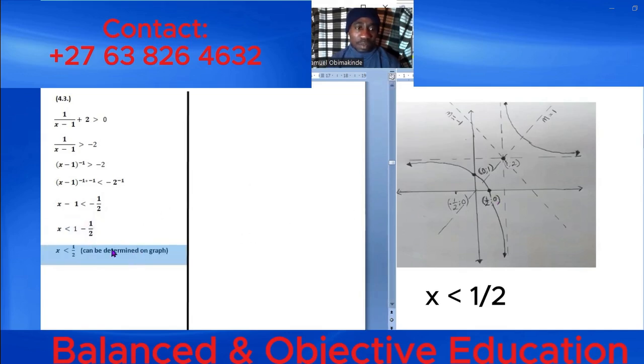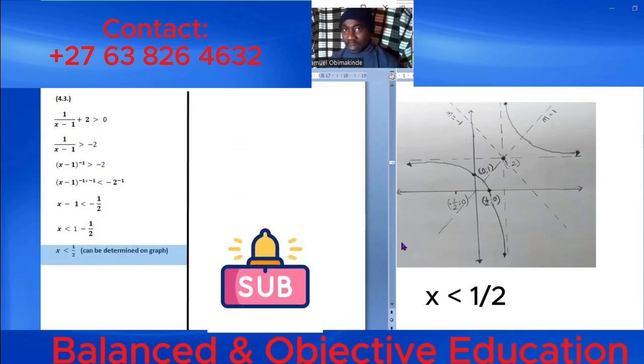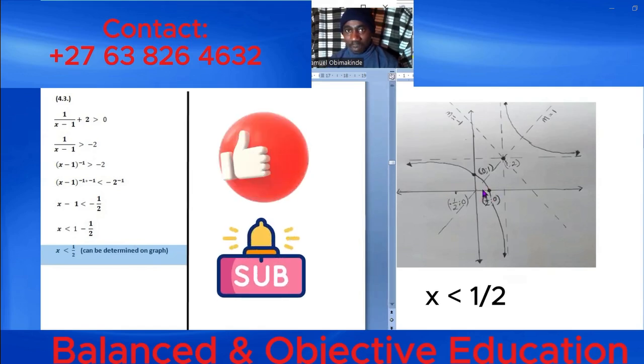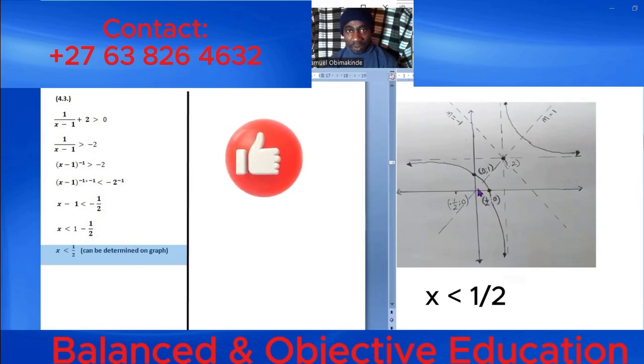But you don't need to stress yourself going through this. You can just do this if you are preparing. The smartest and the fastest way to do that is just to look on your graph, and you can determine the values of x for which g of x would be greater than 0. That is, g of x will be positive.